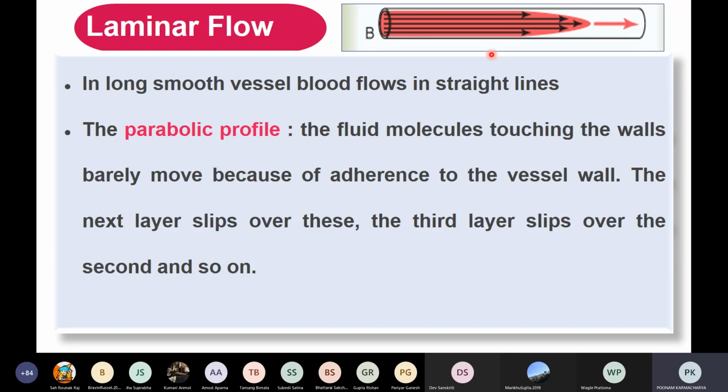Okay. So wherever there is a smooth blood vessel, the blood flows in a straight line, and in the anterior part of this blood flow, there will be a parabolic profile, and this parabolic profile occurs because the fluid which is touching the wall does not move because of the adherence to the vessel wall, and the next layer above it will slip over this layer, and the third layer slips over the second, and so on, and forms the parabolic profile, which is called the laminar flow.